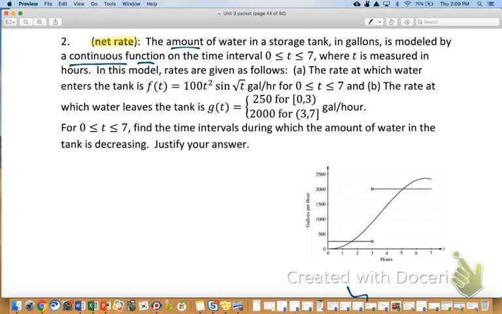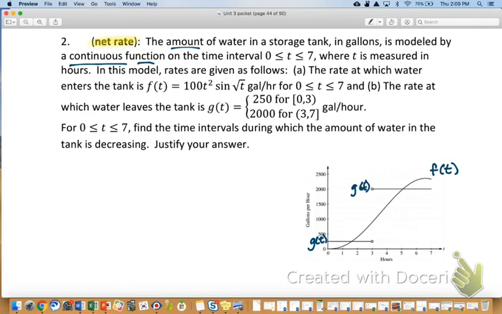And the question says, for that time interval 0 to 7, find the time intervals during which the amount of water in the tank is decreasing. Justify your answer, and I've given you a lovely graph over there. Help signify this. And let's label it. What do you think the curvy graph is? The curvy graph is definitely F of T. Does that make sense then that the horizontal lines would be G of T, that go with the piecewise graph? Yeah. So G of T is here and also up there. Okay.